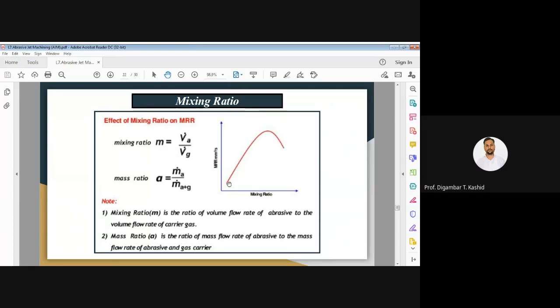Okay, so here I have shown the formula of your mixing ratio. To calculate the mixing ratio, denoted M, you can take the ratio of the volume flow rate of your abrasive divided by the volume flow rate of your carrier gas. I repeat, the volume flow rate of your abrasive to the volume flow rate of your carrier gas. And if you want to find just the mass ratio, then you can calculate it using the ratio of the mass flow rate of your abrasive to the mass flow rate of abrasive and carrier gas. Okay.